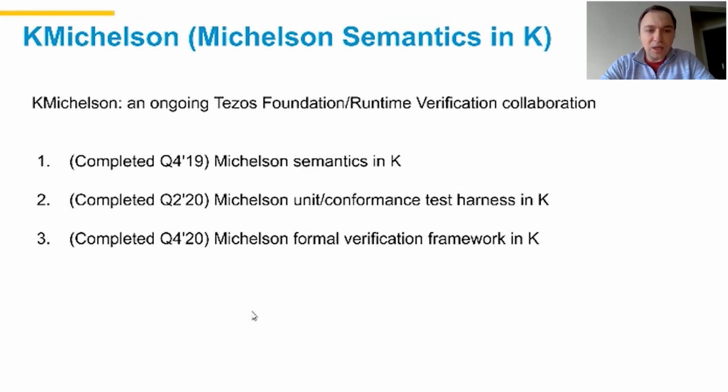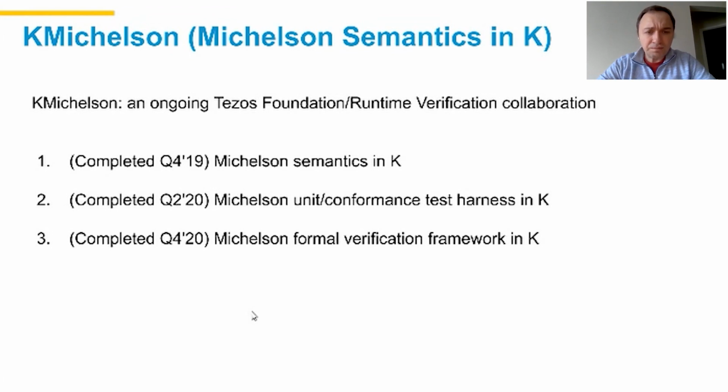The second one was that we created a simple unit test harness and also a conformance test harness, so that we can cross-validate our K implementation against the reference client. And then for this most recent engagement, we extended the semantic tooling we had with the symbolic execution and deductive verification capabilities that Everett mentioned earlier. So that's just an overview of what we have done up to this point.